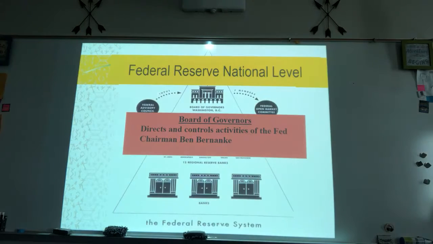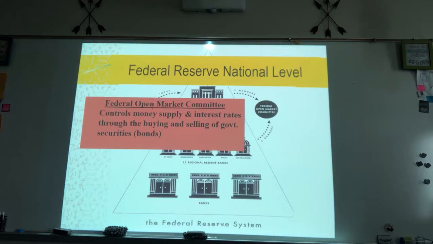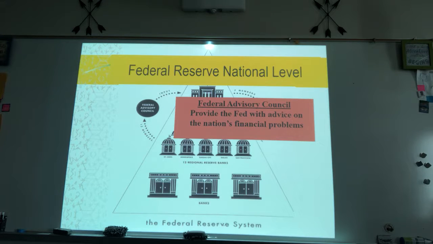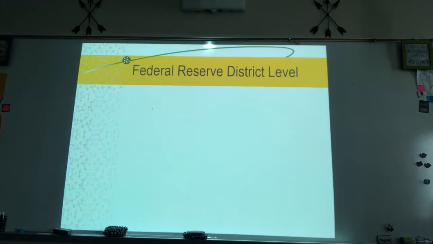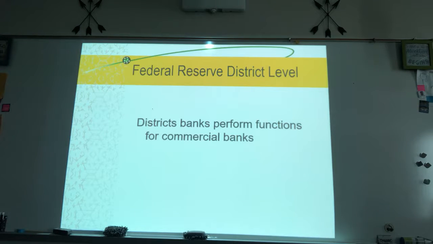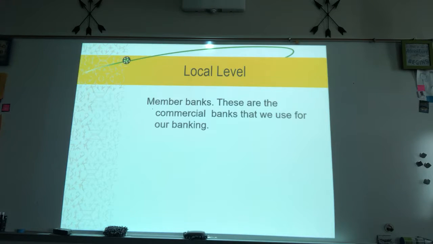You're watching it. Okay, so the Board of Governors controls the activities of the Fed. The chairman is no longer Ben Bernanke. It was Janet Yellen, and then Janet Yellen was replaced by someone Donald Trump chose, whose name I don't even remember, because I haven't updated this. We talked about the Fed controlling the money supply. The more money they put out there, the more of an impact that has on our interest rates. The Federal Advisory Committee provides the Fed with advice on the nation's financial problems and what we're going through. District banks perform the functions of the commercial banks, looking over what people spend. And at the local level, there are these member banks we use for our own banking.